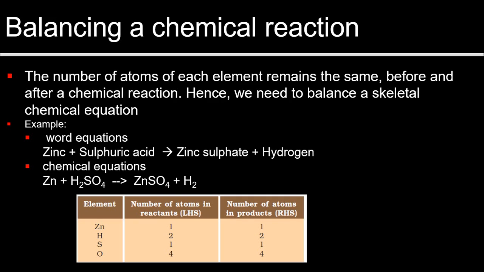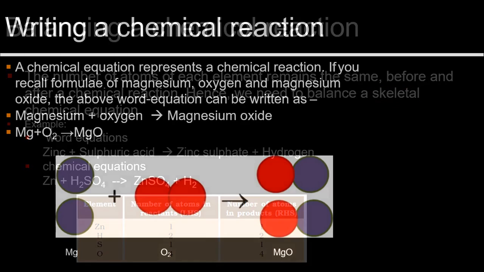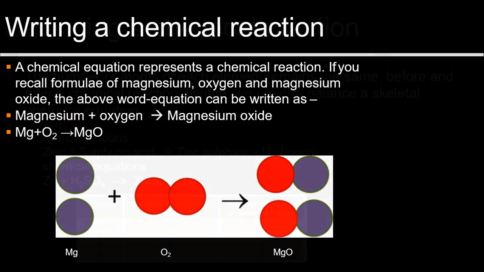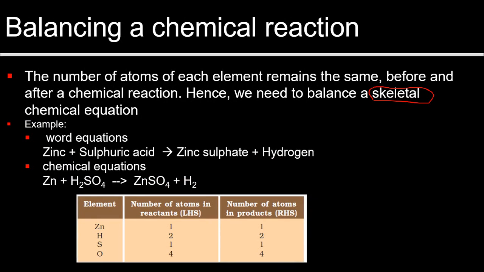Okay, balancing a chemical equation means the number of atoms of each element on both sides should be equal. Only then is it called a balanced equation. Otherwise, that equation is called a skeletal equation. A skeletal equation means we simply write magnesium plus oxygen gives magnesium oxide. Balanced equation means the elements present in the reactants and the elements present in the products should be equal, then only it is called a balanced equation.